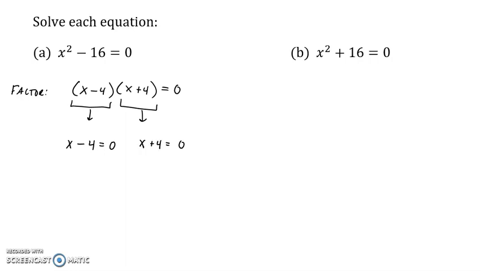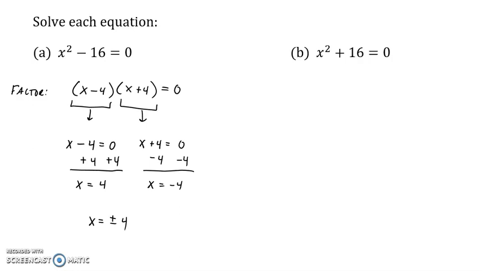And then we can go ahead and solve each equation, right? We can add 4 to both sides on this one, and we'll get an x value of 4. And if we subtract 4 from both sides on the second one, we'll get an x value of negative 4. Alright, so we have two answers to this equation. We have x equals both a positive and a negative.